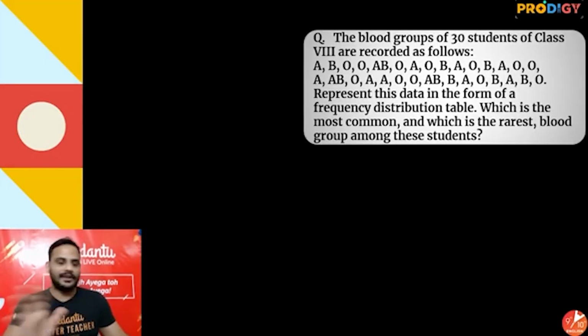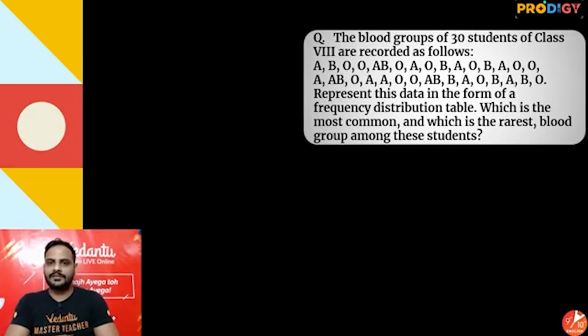Okay guys, let's go for our question now. The blood groups of 30 students of a class 8 are recorded as follows. Represent this data in the form of a frequency distribution table. Which is most common, which is rarest blood group among these? So we have O blood group, A blood group, B blood group, and AB blood group.